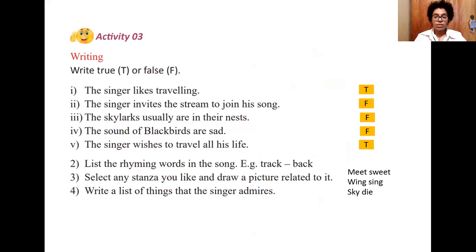List the rhyming words in the song. Now we went through the song and these are the answers: meet and sweet, wing, sing, sky, and die. There's one more set there. I want you all to discuss that and find it on your own, and you can write the answer for that. I have given the examples here so that you all will have something to look to, right?